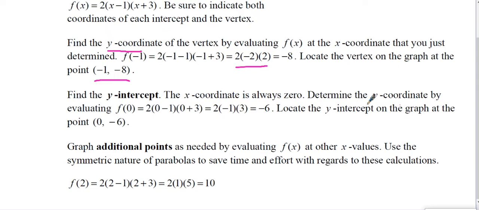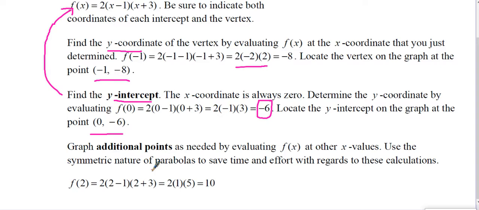And lastly, I will find my y-intercept. To find my y-intercept, all I have to do is to plug in 0. So I'll go back to the original equation over here. And I will say, okay, that's 2 times 0 minus 1 times 0 plus 3. And if you evaluate that, you're going to get negative 6. So that's the reason why our y-intercept is at 0 comma negative 6.